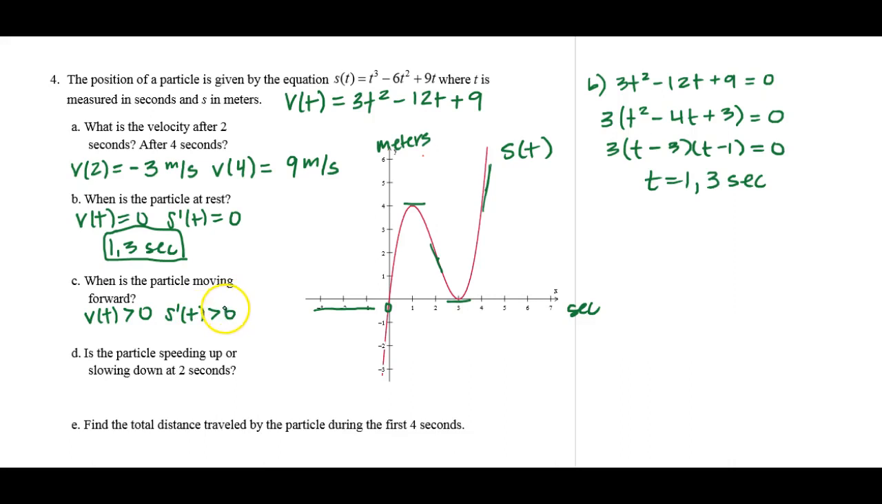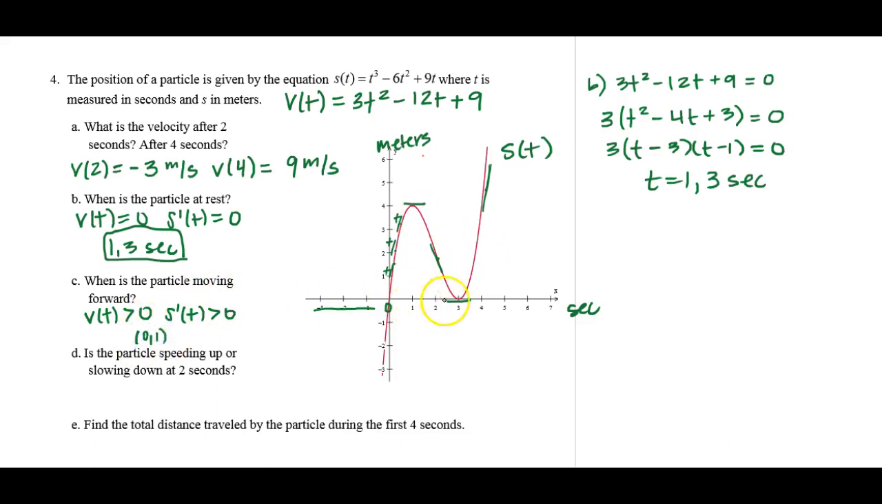We would have to solve this without using a graph. But if we had a graph like this, the particle is moving forward when the graph has positive slope or positive derivative values. So between 0 and 1, if we just found out this was a maximum up here, this is a place where the derivative is 0. Over here, if I drew a bunch of tangent lines, they would have positive slope everywhere. So the particle would be moving forward between 0 and 1.